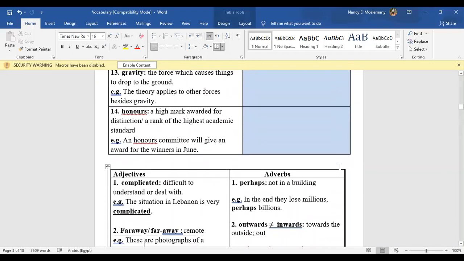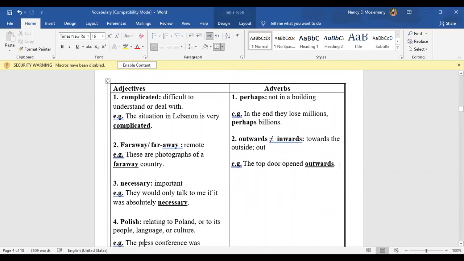Now, let's move to the adjectives. We have complicated. It means very difficult. And the antonym of complicated can be simple or easy. Number 2, we have far away. Far away can be one word, or you can separate both of them by a small dash, as you can see. So far away means remote. Remote. It's not near, it's far away. Number 3, we have the word necessary. It means important.